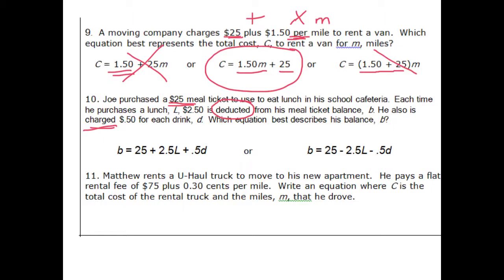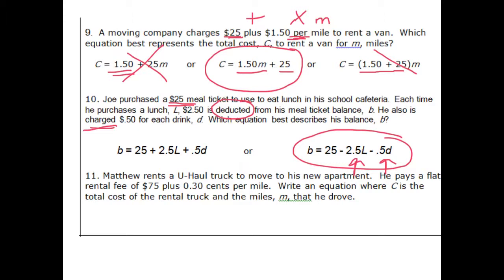So when we look at our two examples that were given, this one and this one, does this example talk about deducting and subtracting and charging? No, it's adding to his meal card. But in reality, Joe's meal card, when he buys a lunch, they take away $2.50. When he buys a drink, they take away another $2.50. So that's the answer. Okay, so now let's look at Matthew and his U-Haul truck.